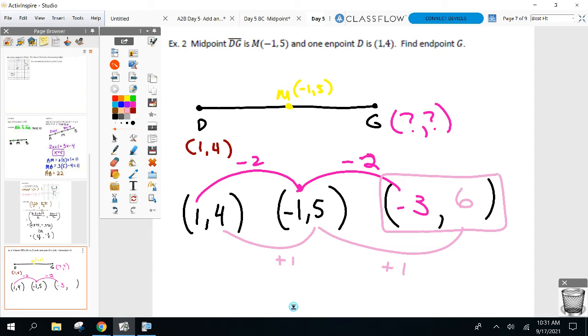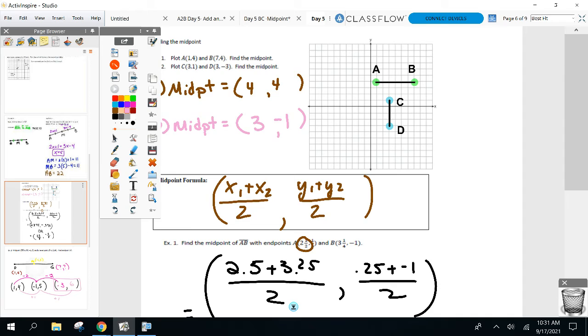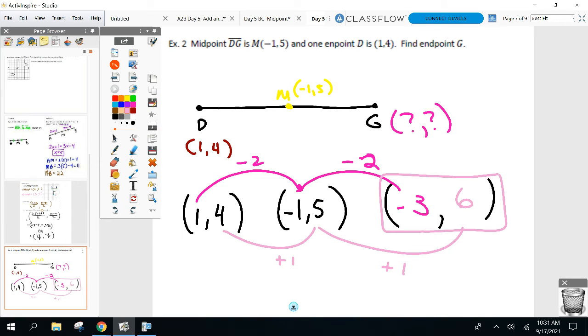If you are unsure that you did the right work, maybe you're a little uncomfortable at first, I can take 1, 4, negative 3, 6, and plug it into what formula? Midpoint, right? And see if I come out with negative 1, 5. There's a quick check to see if you got the right endpoint or not. Plug it back into the midpoint formula. Do I get negative 1, 5? Questions from you guys? Concerns? All right, so there's midpoint, all in a nutshell.